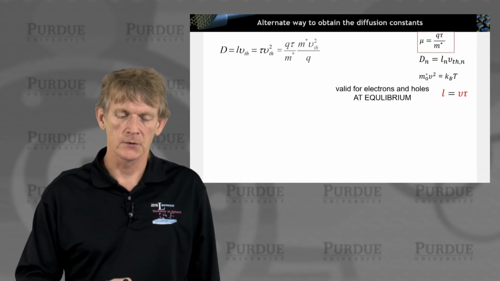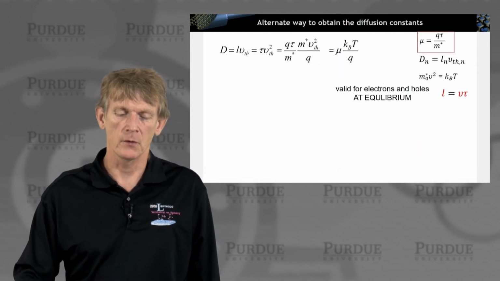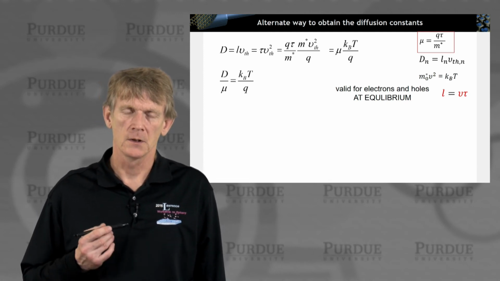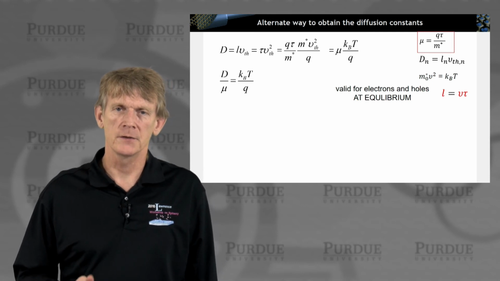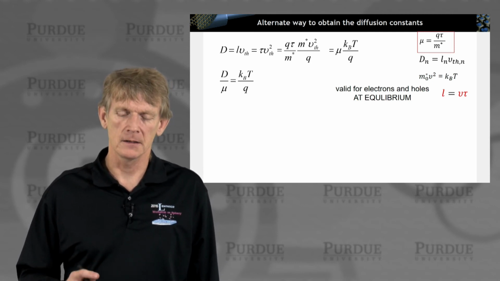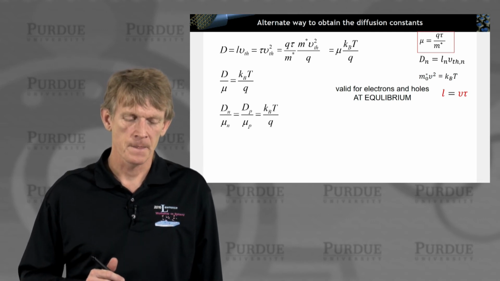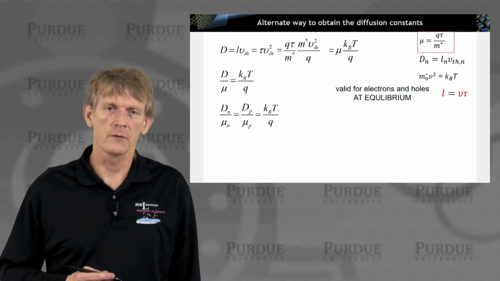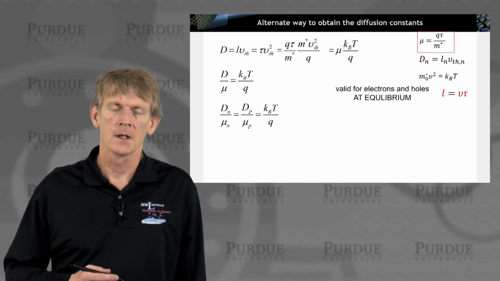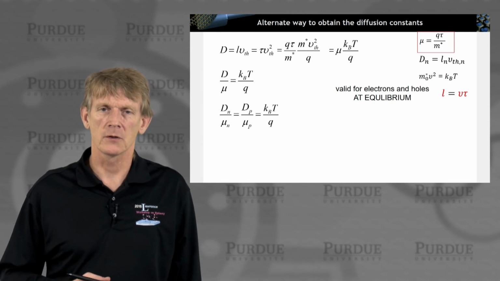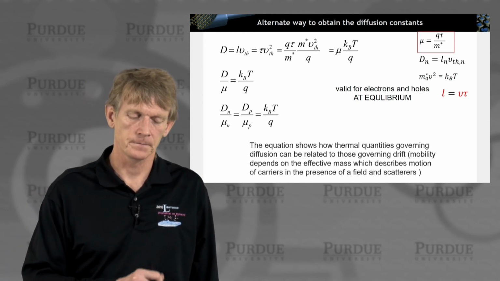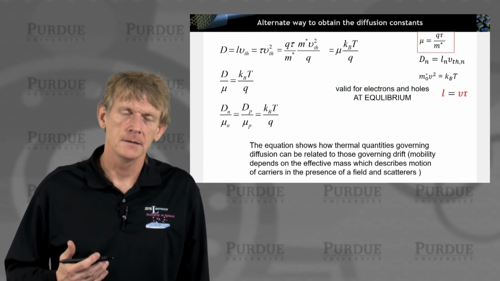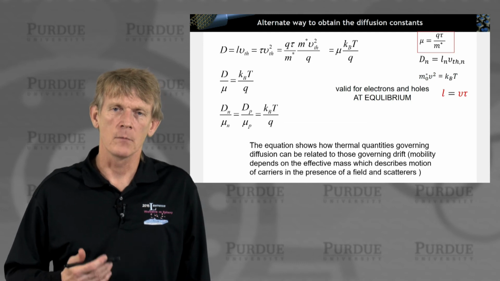And we come to the same expression as what we had before, that D over mu must be kT over q. So diffusion coefficient and mobility must be related, and this is the Einstein relationship, like this. And this is true both for individual diffusion coefficients for electrons and their mobility, and hole diffusion coefficient and hole mobility. Okay. So again, diffusion and mobility must be related.